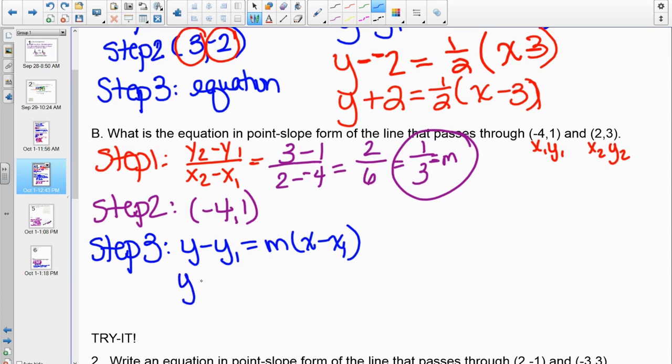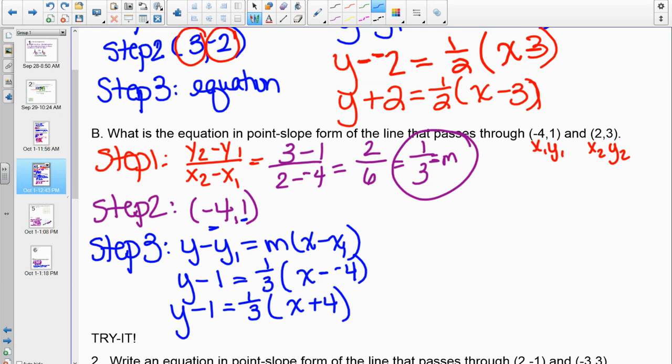So y minus, notice this is y1, so y minus 1 equals your slope 1/3 times x minus, and x1 is -4. So y minus 1 equals 1/3. We're going to simplify x minus a -4. So that means it's +4. So that's the equation if you pick the point -4, 1. If you pick the point 3, 2, we'll just go through that.